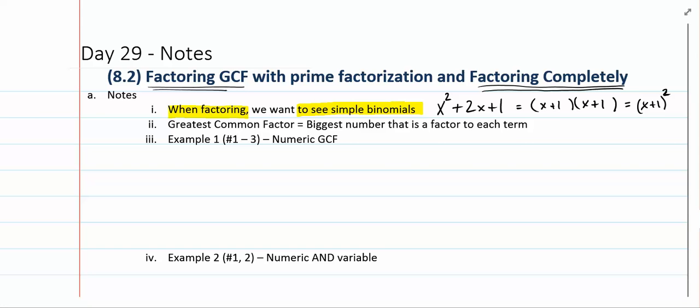In the first set of examples today, we're going to look for greatest common factors, or in other words, the biggest number that is a factor to each of the terms on the inside. So biggest is another word for greatest, and a number that's a factor to each term must be a common factor. So that's where the name comes from, greatest common factor.